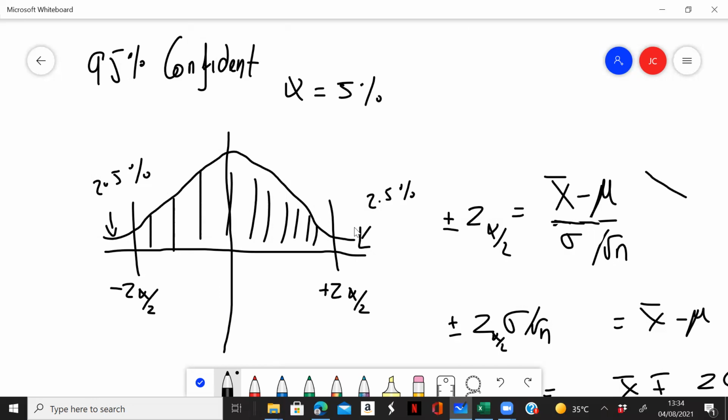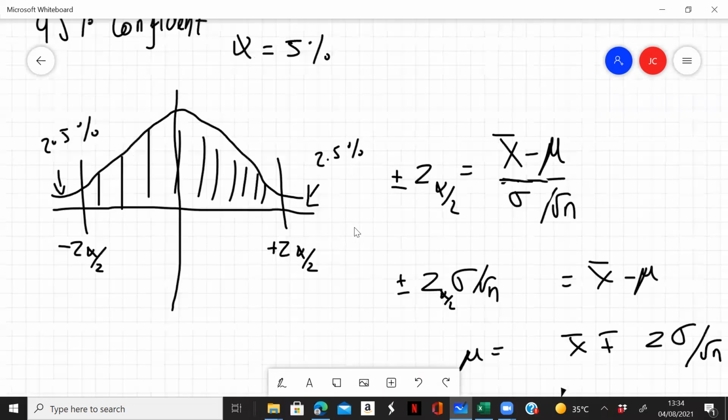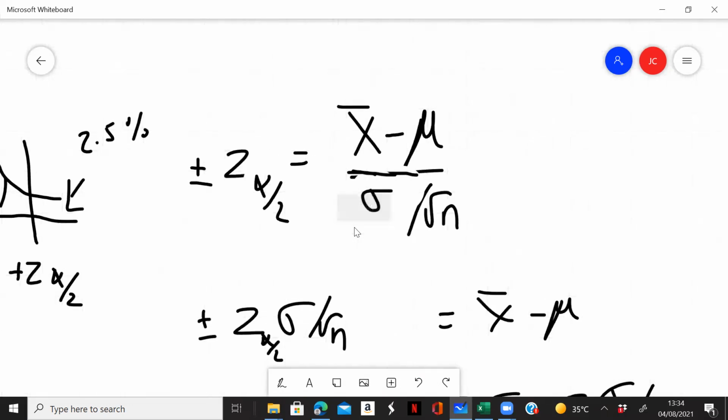Now, by the way, in every question, you're going to be given the level of significance or how confident you want to be. Now, let's go back to this formula. This is the formula I gave you in the previous lesson, which gives you information about the sample. This is the sampling distribution formula. And we said we really don't care about the sample, but I'm going to use this to come up with information on something that we really care about, which is the population mean. Let's see how to do that.